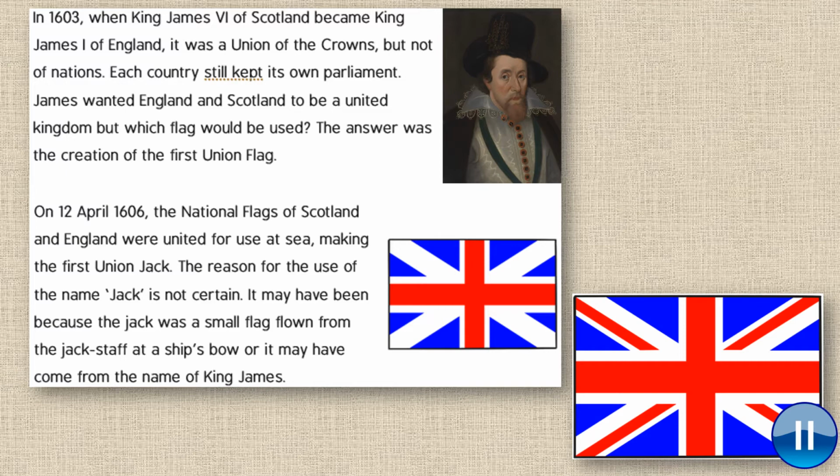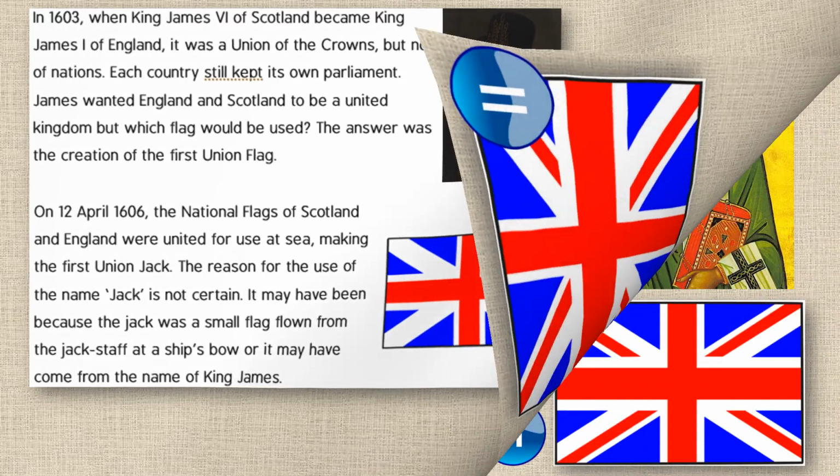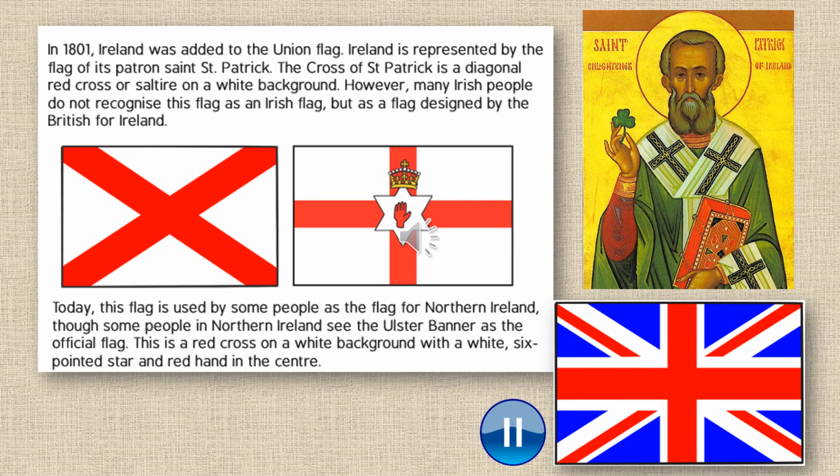On the 12th of April 1606, the national flags of Scotland and England were united to use at sea, making the first Union Jack. The reason for the use of the name Jack is not certain. It may have been because the Jack was a small flag flown from the jackstaff of a ship's bow, or it may have come from the name of King James. And then in 1801, Ireland was added to the Union flag.